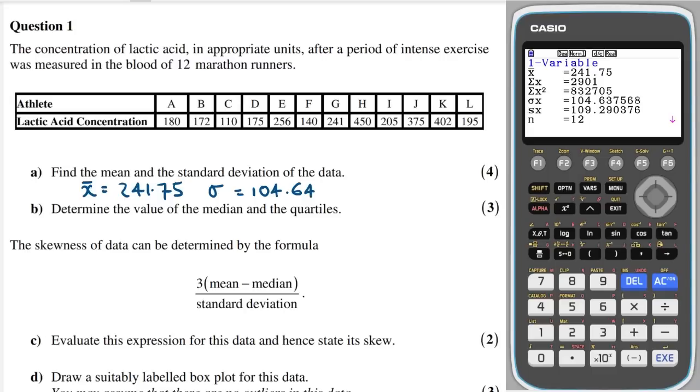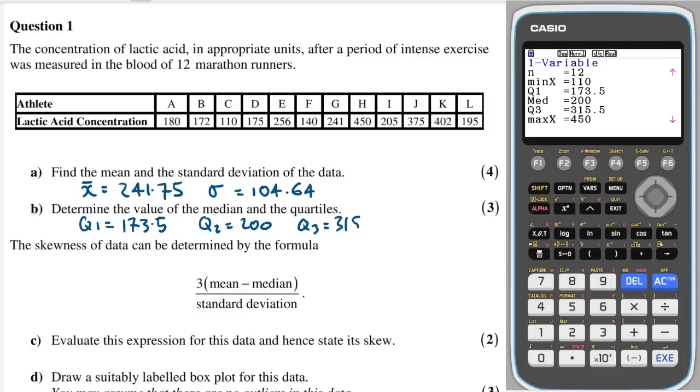Next, I've been asked to find the median and the quartiles, so I can go down on my calculator, and right here it tells me the quartiles and the median. So I can write Q1 is equal to 173.5, Q2, the median, is equal to 200, and Q3, the upper quartile, is equal to 315.5.